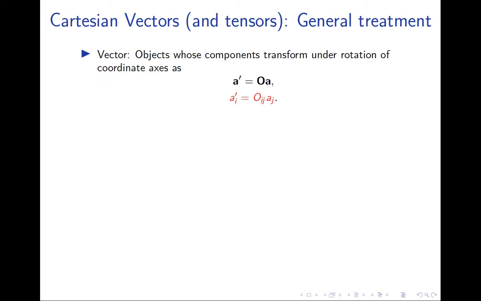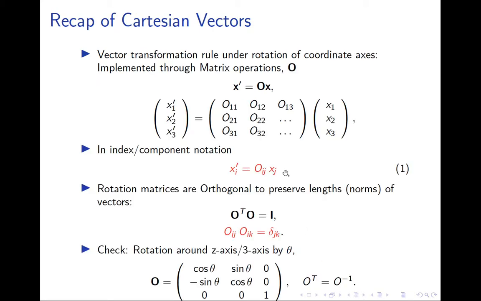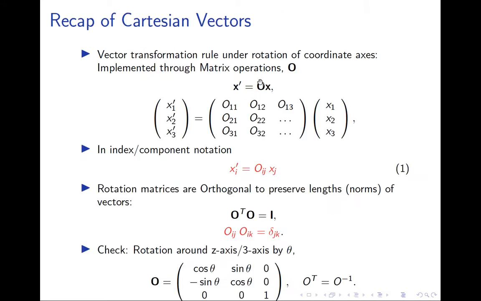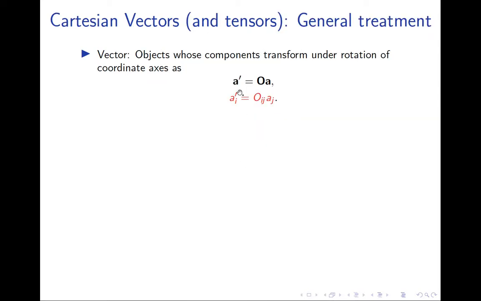Now let's look at the general case. Instead of x, I have a general vector A. It doesn't have to be a position vector. The way you define this is that a vector A is an object whose components transform under rotation of the coordinate axis like this. All I've done here is take the rule of transformation for the position vector and replace the x by a general vector. So both these equations, this is what I've done.